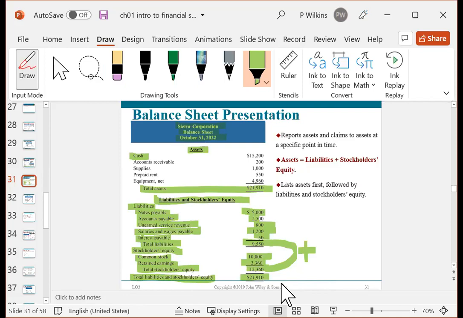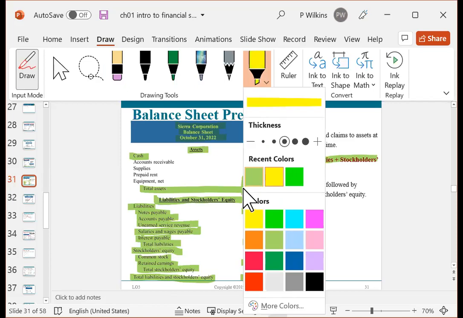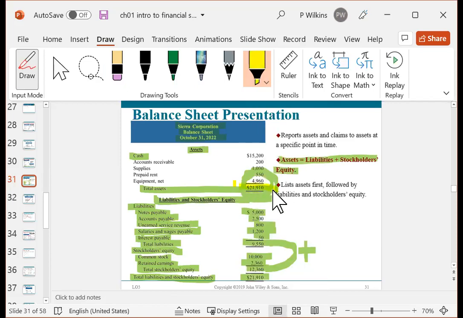Now there's something very special here that you need to be aware of. In accounting, the assets are going to be equal to the liabilities and stockholders' equity. It's just a formula that always works. So if you look at this, the assets are 21,910, right? 21,910 right here, right? And if we go down here, we're going to see that the liabilities and stockholders' equity are 21,910. So our assets are equal to our liabilities and stockholders' equity. And that's exactly what we want to happen. We want the assets to be equal to the liabilities and stockholders' equity.